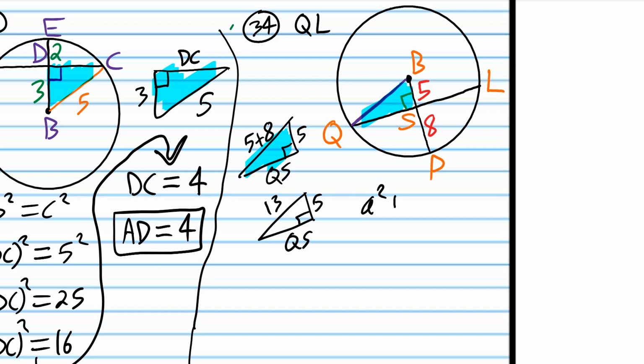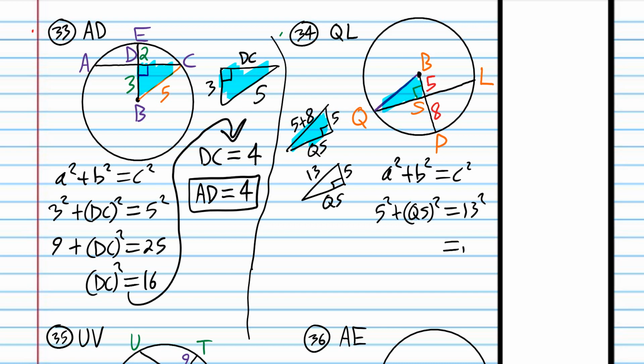So again, the letters you're used to are a squared plus b squared equals c squared. I'm just writing that because it's familiar to you, but those letters don't really make sense in this context. So I'm going to replace b with QS, and a we're going to replace with 5. Those are the legs, and the hypotenuse is 13. And we get 169 is equal to QS squared plus 25. Subtract 25 from both sides, and you get 144 equals QS squared.